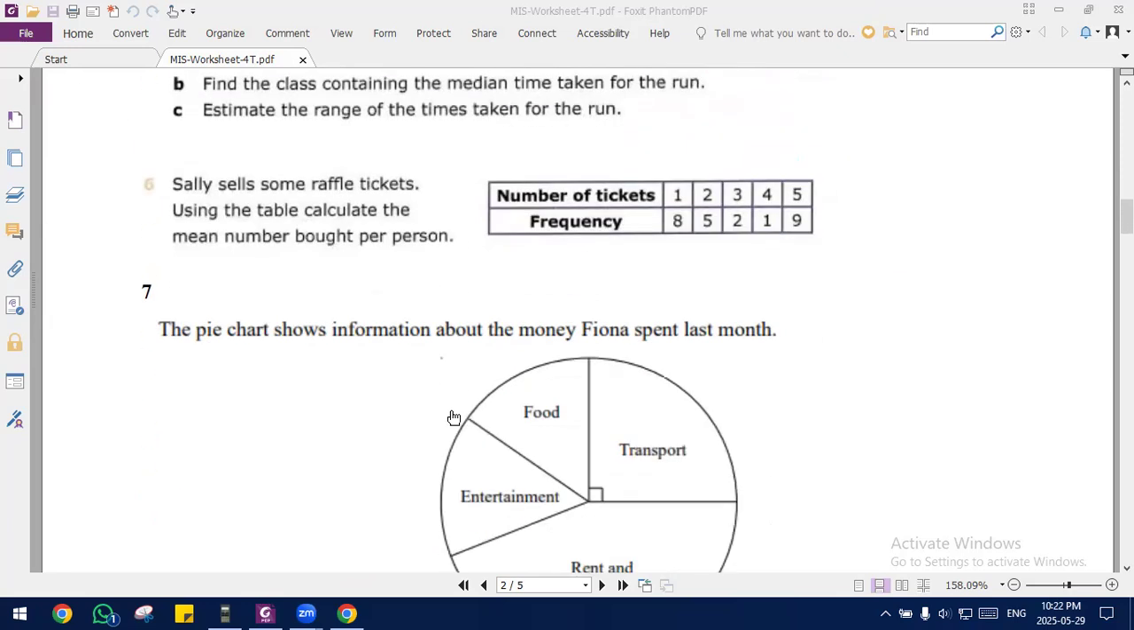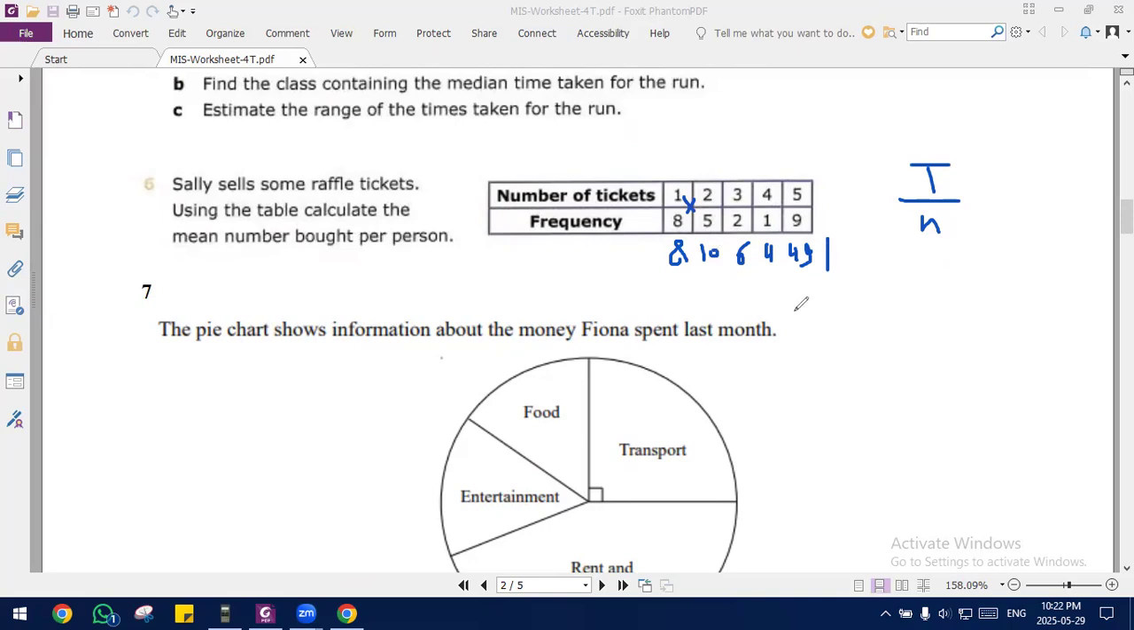Next question. Sally sells some raffle tickets. Using the table, calculate the mean number. Okay, the mean we said is total over n, total frequency. How do we find the total? So number of tickets 1, but the frequency, it's repeated 8 times. So we multiply 1 times 8, 8. 2 times 5, 10. 3 times 2, 6. 4 times 1, 4. 5 times 1, 5.